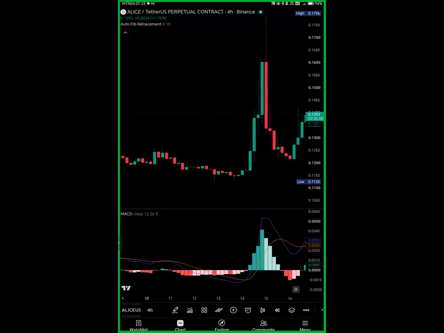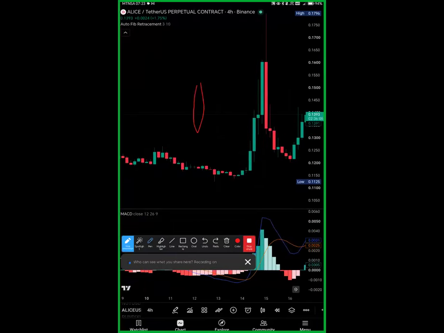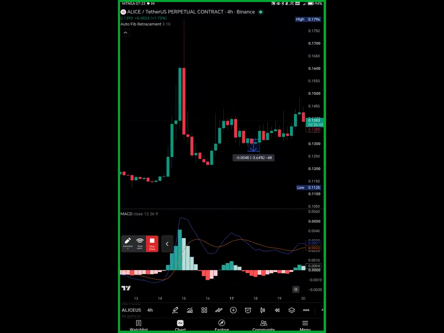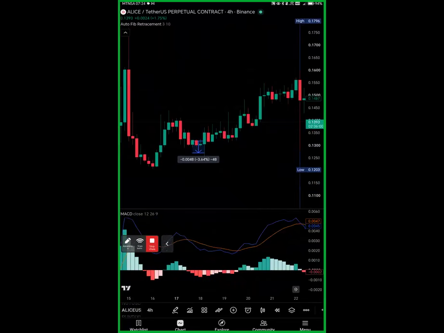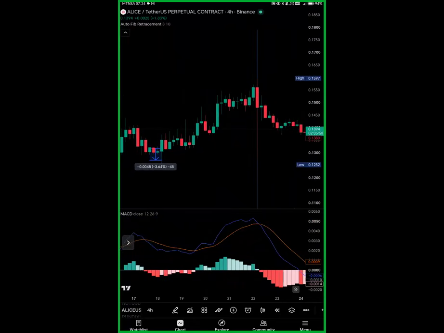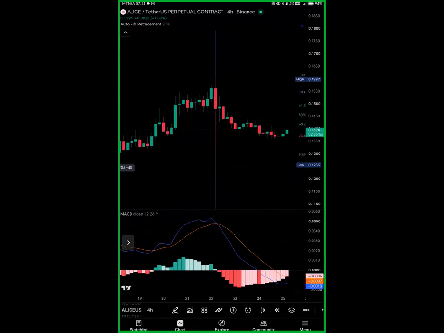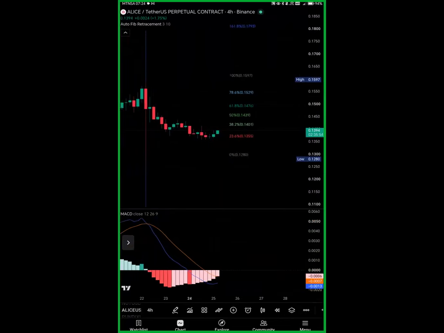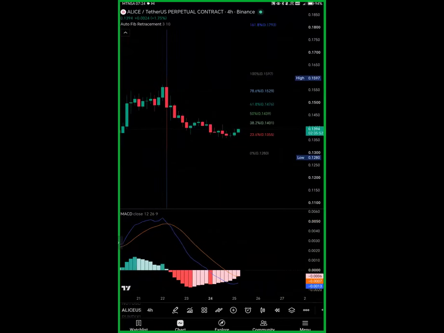So you are able to see this chart pattern here. Okay. You are able to see that. Okay, this one was that dump that happened recently that pulled this thing.